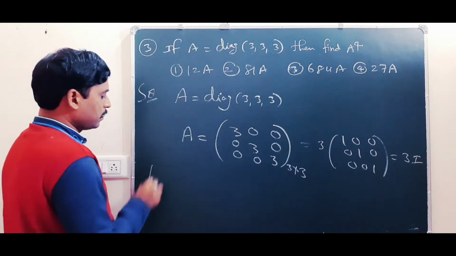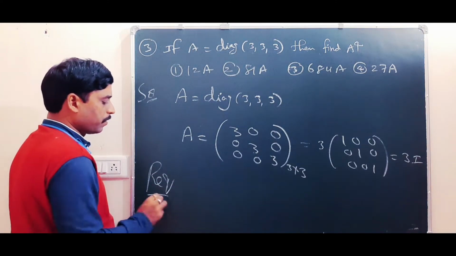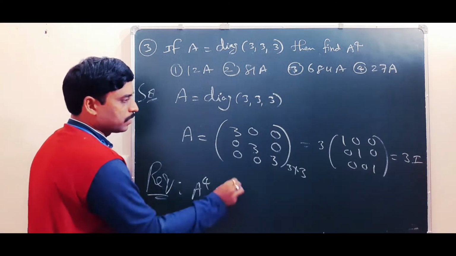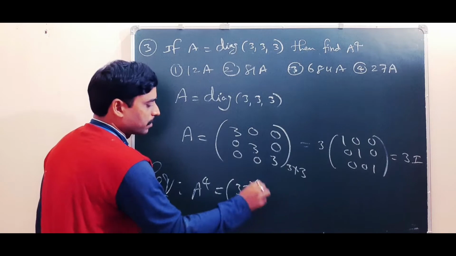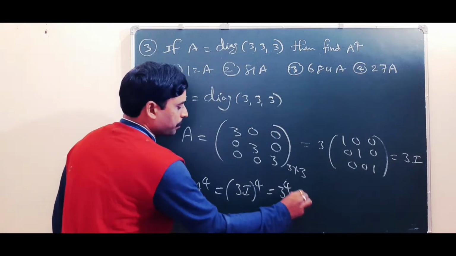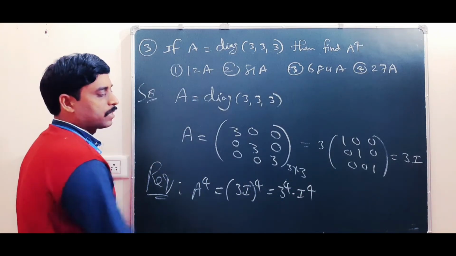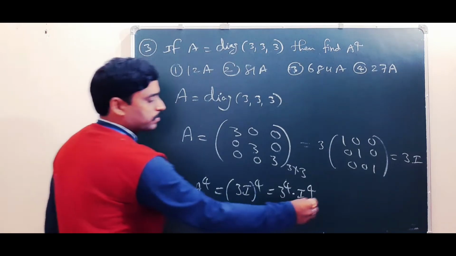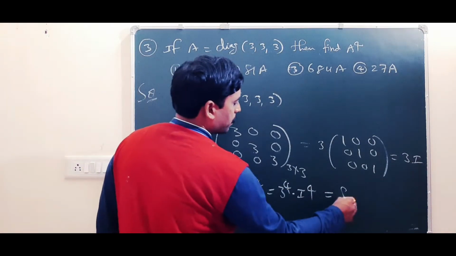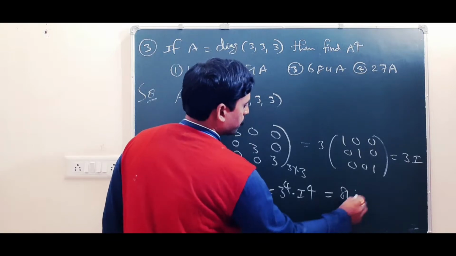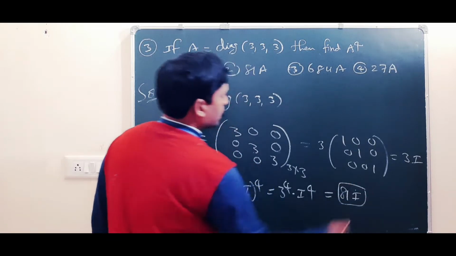But our target is A to the power 4. A to the power 4 is equal to (3I) to the power 4. So 3 to the power 4 into I to the power 4. I to the power 4 is nothing but I. 3 to the power 4 is nothing but 81. So 81 into I, correct answer.